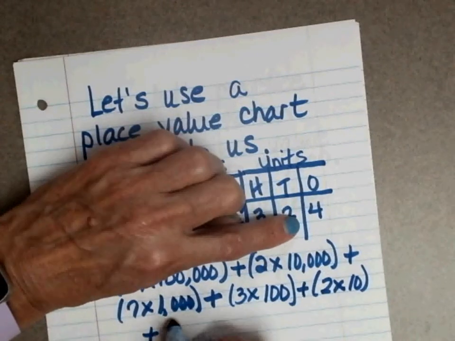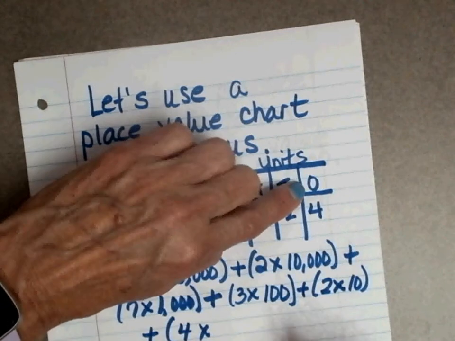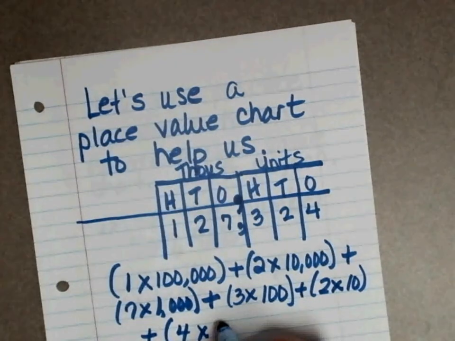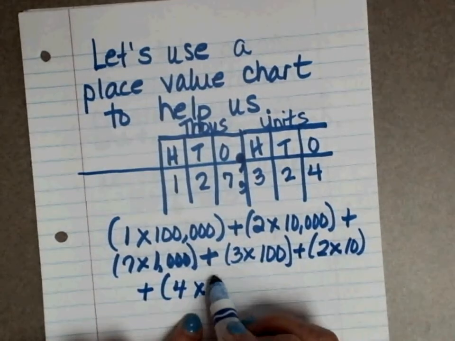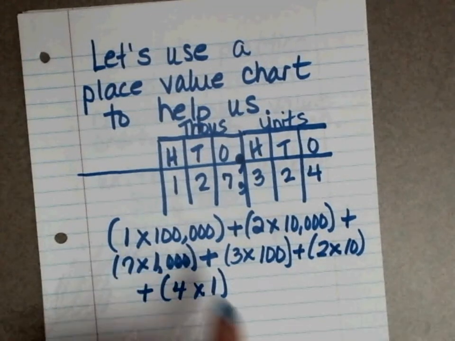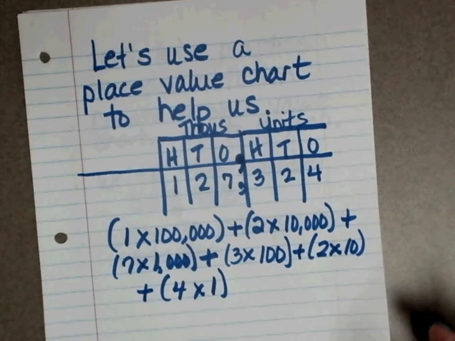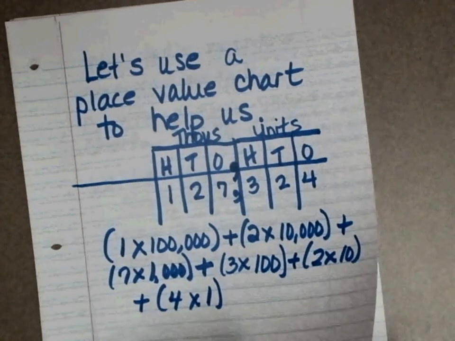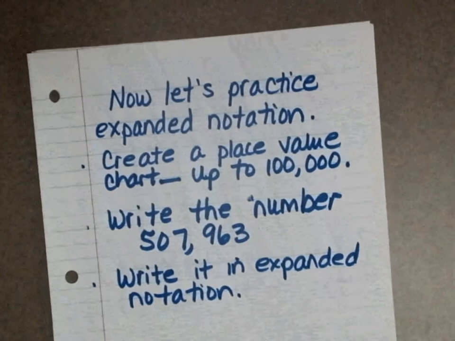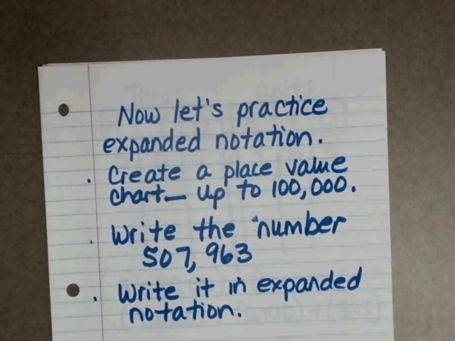And one last digit. We have a digit of 4, and it is in what place value? The ones place. So it's going to be 4 times 1. Alright? And if you were to put that all back together and multiply that, you would get 127,324.